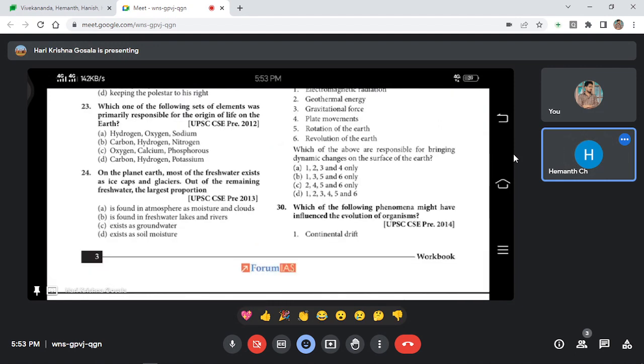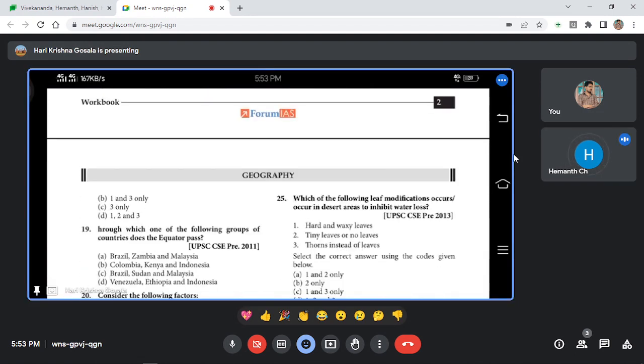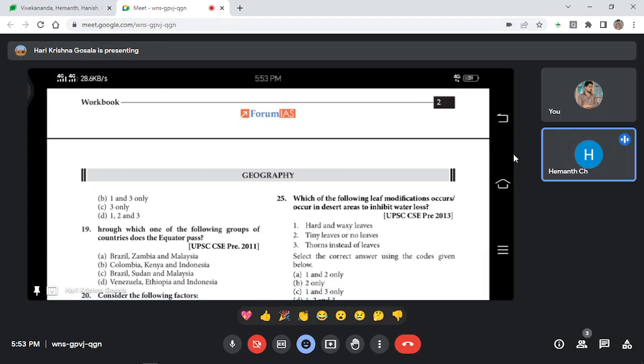Next. Which of the following leaf modifications occur in desert areas to inhibit water loss? Hard and rough leaves, or no leaves, thorns instead of leaves, all the above.